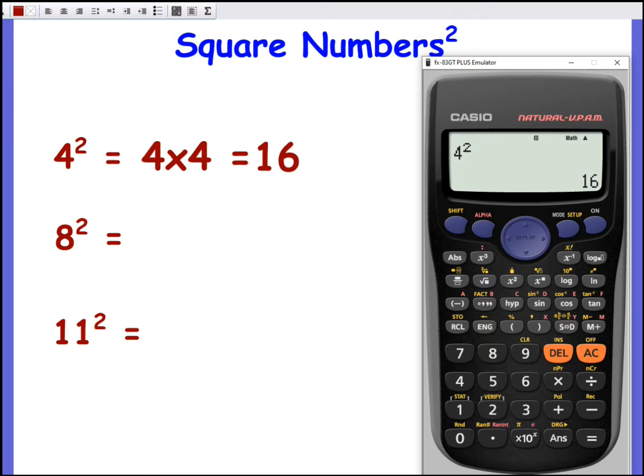So have a go at squaring the next two numbers. To do 8 squared, put 8 in, press the squared button, press equals, and the answer is 64. And then try 11 squared. So 11, square it, press equals, and your answer is 121. And that's all we need to do to square numbers.